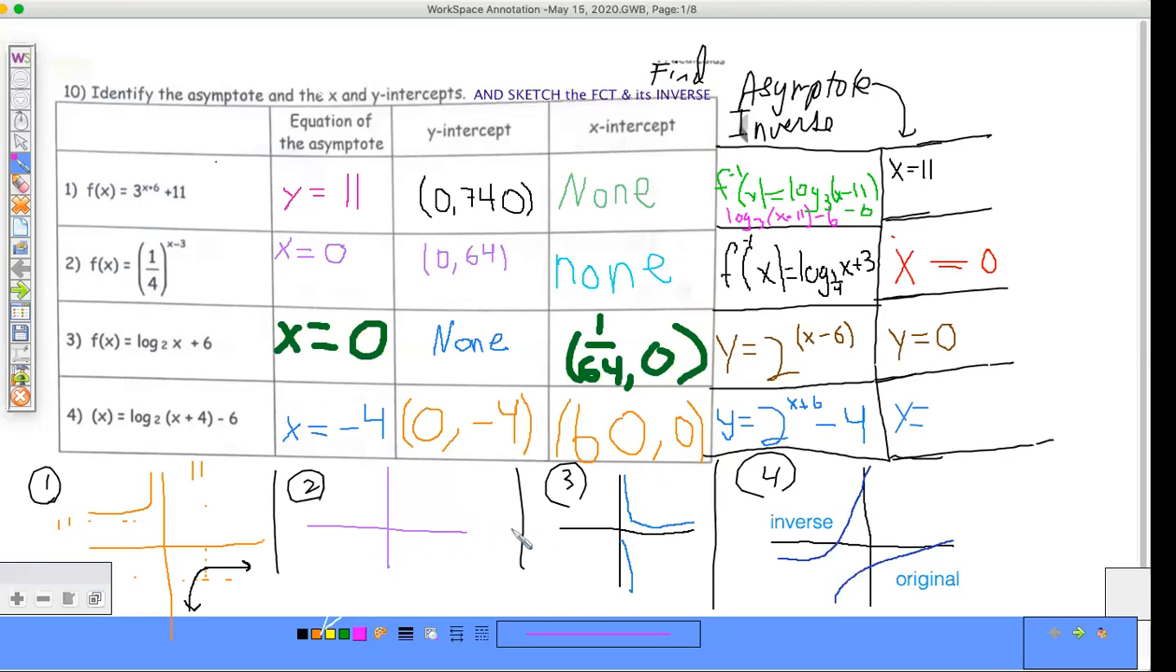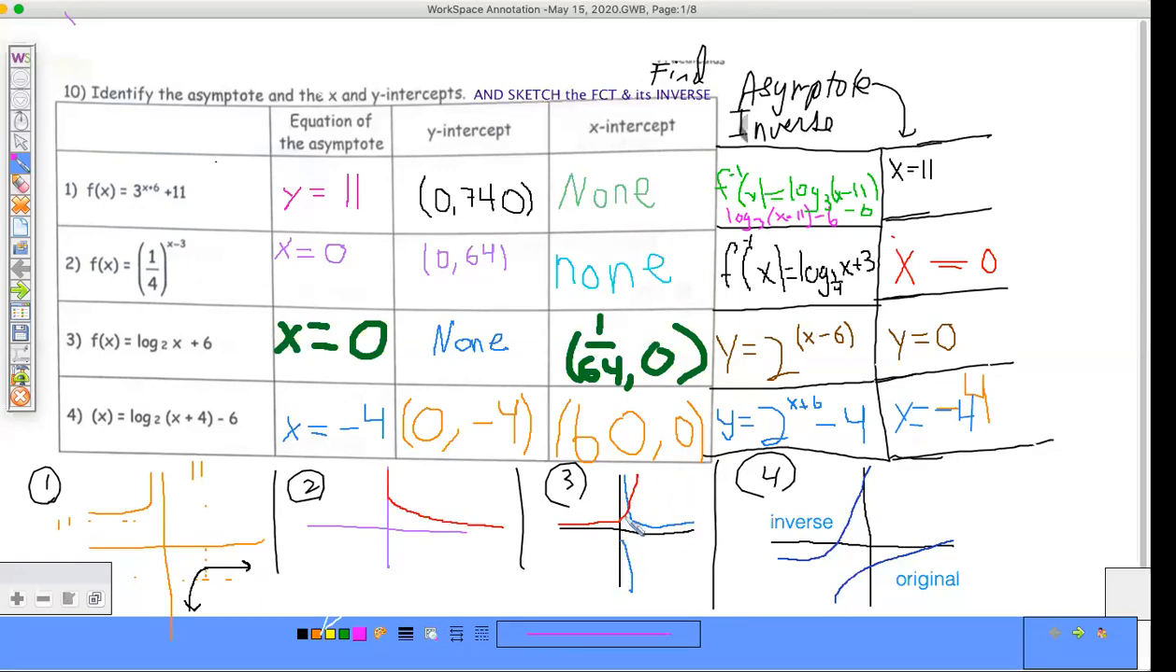Okay. Just waiting for this one to get filled out. And number 3, I'm not sure what's going on with number 3. The red's the inverse and the blue's the original. They don't reflect over the line y equals x, so I disagree. Wait, let me fix it. So number 3, I don't like it.